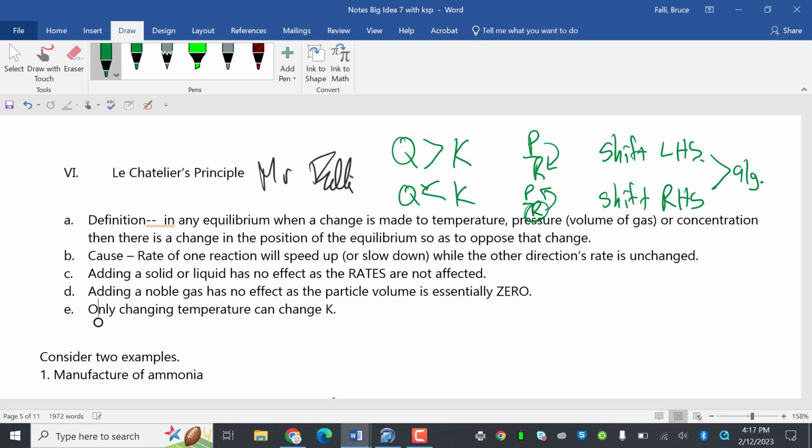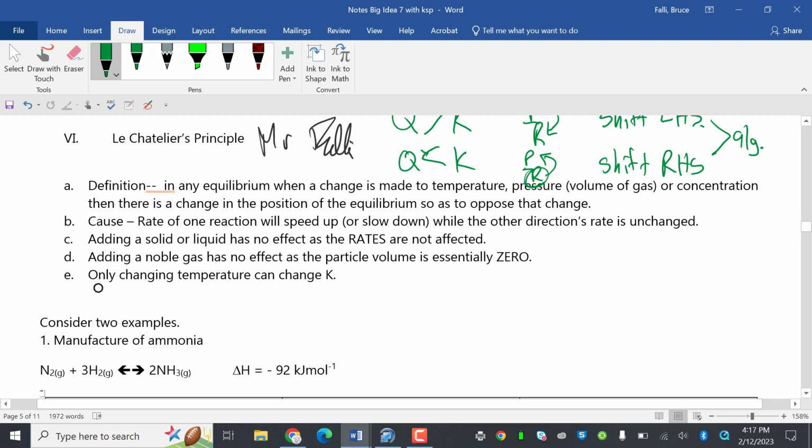Okay? Any equilibrium system, when a change is made to a temperature, pressure, volume of gas, or concentration, there's a change in the position of equilibrium so as to oppose that change, which means it will shift to reach equilibrium again. Okay? It may not have the exact same numbers, but it'll have the same ratio. Remember, equilibrium is a ratio of products over reactants, and it's when the rate of the forward equals the rate of the reverse.